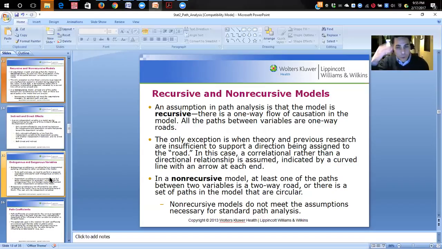I had to grapple with this in my mind because I said, why do they call this non-recursive? And when I looked at the definition, you know, we are Filipinos and English is our second language, so we try to dissect every single word, and it was like, this just doesn't make sense. But anyway, we had to follow the way it's described by the authors: recursive is a one-way road, and it means non-circular in statistical terms. And in a non-recursive model, in statistical terms, it means that it is circular.